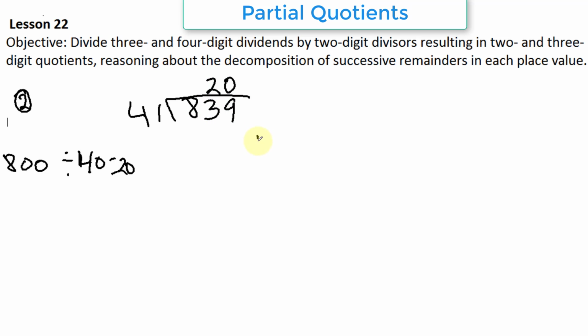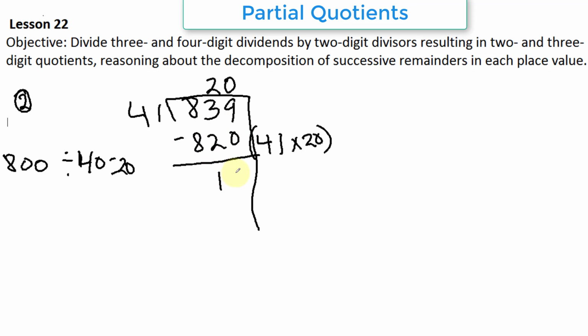That takes our divisor, multiply it by our partial quotient, 41 times 20. 2 times 41 is 82. So that would be 820. We're going to go ahead and subtract, and we have 19 left. Now 19 is less than our divisor, 41, so 19 then becomes our remainder.